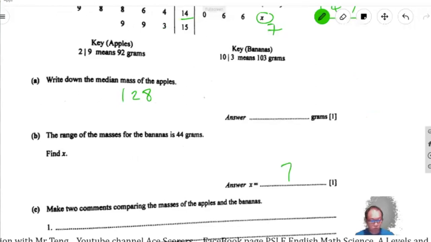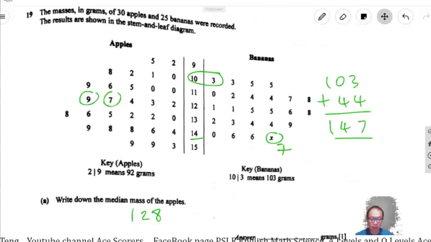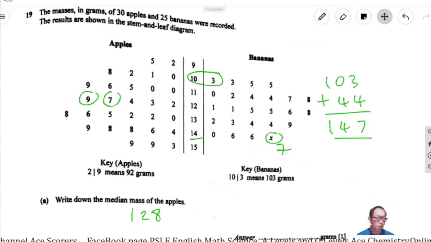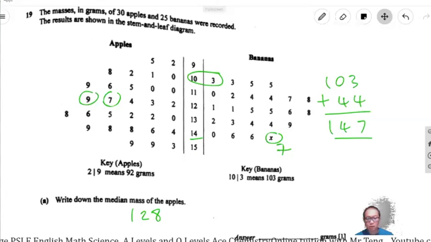Okay, make two comments comparing the mass of the apples and the banana. Right, so apple banana comparison. We can say that the range of bananas is smaller, the range of apples is larger. Which one is heavier or lighter? Is it the banana or the apple? Median, you can find median, right? So median is 35. Yeah, so apples are heavier than banana. What else? Apples larger mass, bananas more consistent. Okay, so these are possible answers to put.